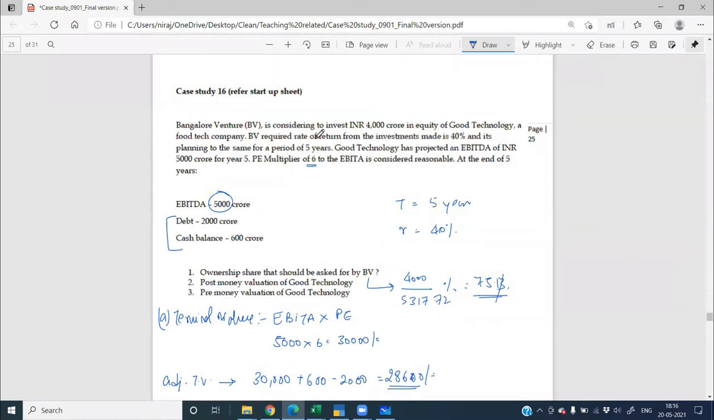Now what happens in negotiation, nobody knows. That is something which is a negotiation, what will happen finally. But what they should be asking is that, because the total post-money value of the company is coming to 5317 and we are investing 4,000 rupees, our expected share should be 75%. Correct. Thank you.